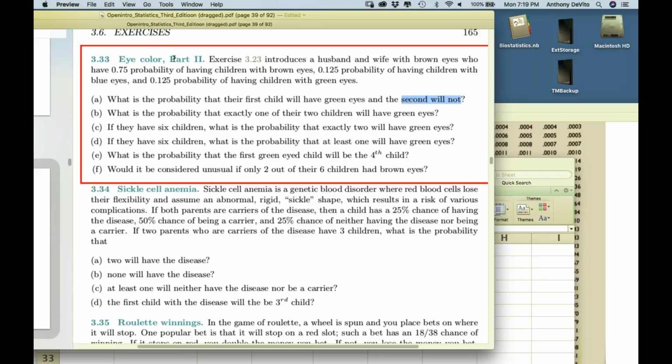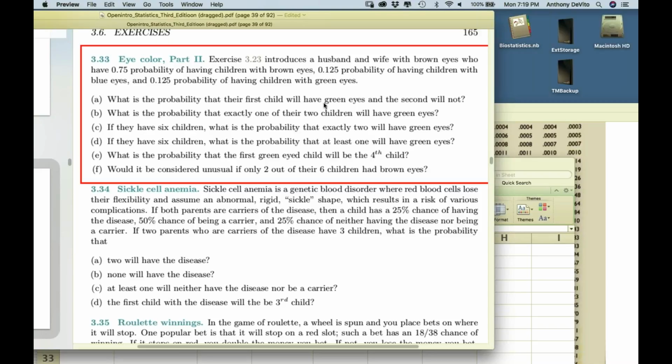Well, the probability that the second one will not means that they could have brown eyes, they could have blue eyes. So the probability they won't have green eyes is 0.75 plus 0.125. It's about 87.5%. So the probability of the first event occurring, right? And it's independent. The two children don't know each other. It's a random mixing of genes. So the two children are not going to affect each other. The probability that the first child will have green eyes is 0.125, and the probability that the second child will not is 0.875.